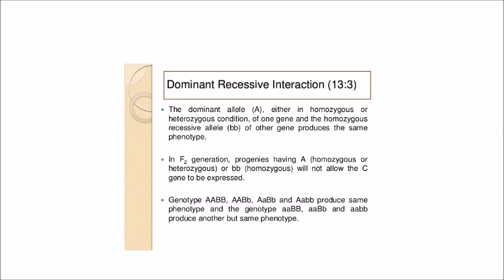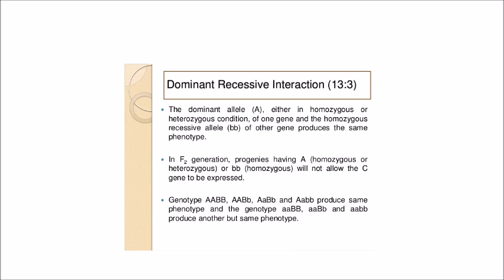Next, what about dominant recessive interaction? The ratio suggests 13:3, quite significant. The dominant allele capital A, either in homozygous or heterozygous condition of one gene, and the homozygous recessive allele small b of the other gene produce the same phenotype. In the F2 generation, progenies having capital A or small b will not allow the capital C gene to be expressed. That's the basic difference. That's why it is called dominant recessive interaction.